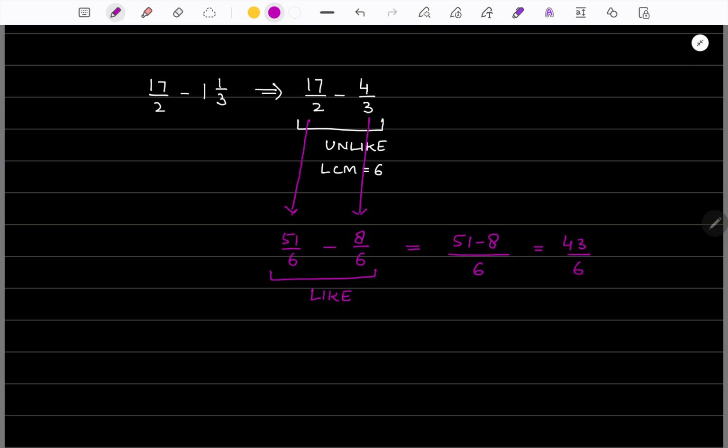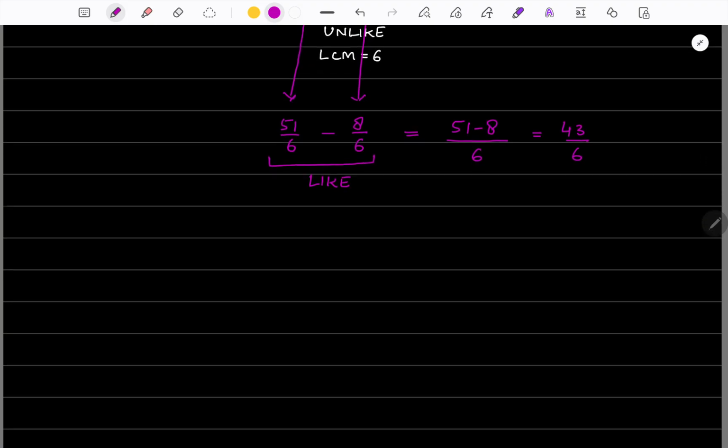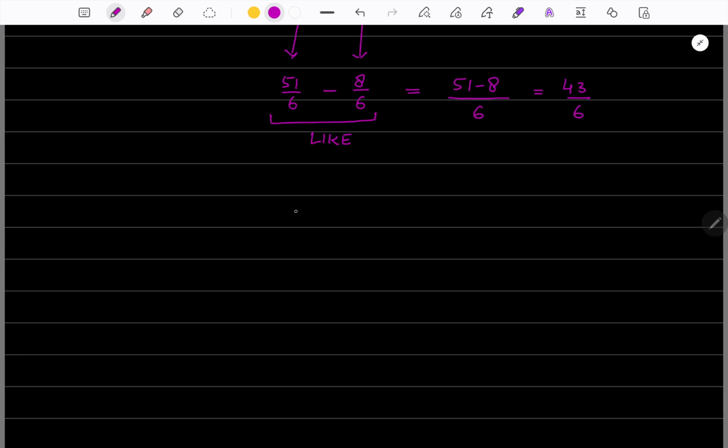So this can be written in mixed fraction form by division. 43 by 6 is equal to 7 1 by 6. So 7 1 by 6 kg is the weight that Aditya is carrying after donating to the orphanage. So this is our answer.